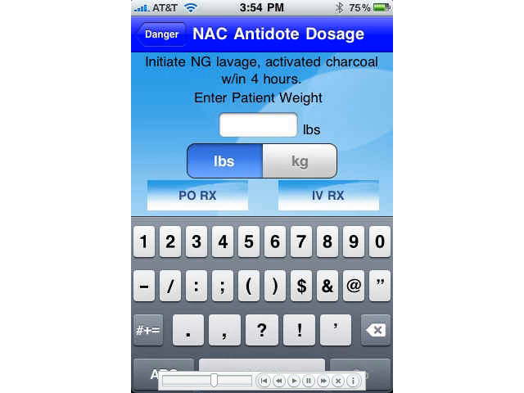If there's an indication of possible risk of hepatotoxicity, the treatment with an antidote called N-acetylcysteine, NAC, is warranted. By pressing the treatment dosage icon for the NAC antidote, the tool can calculate the antidote dosage by entering the patient's weight in either pounds or kilograms. This tool will give the physician two treatment options, either PO or intravenous treatment.